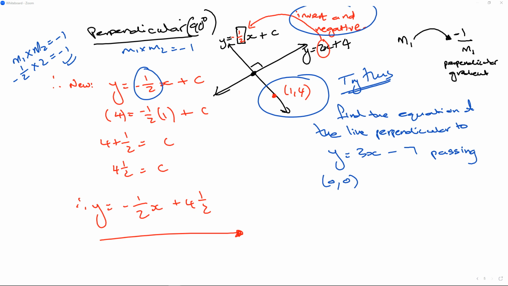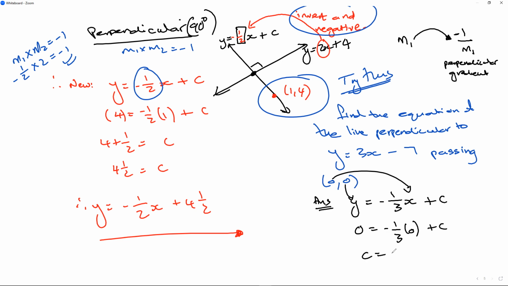Okay, let's have a look at this one. Here we go. So if I want to find the line perpendicular to this, it's going to be y equals negative a third x plus some c value. And now I'm going to substitute x equal to 0 and y equal to 0. So we get 0 equals negative 1 over 3 times 0, which means that c ends up as 0. So therefore, the equation is simply y equals negative 1 over 3x. That's it. Passing the origin.